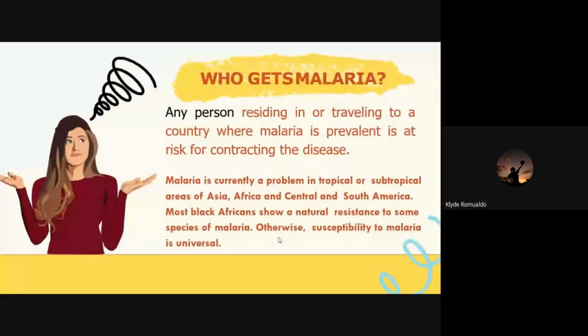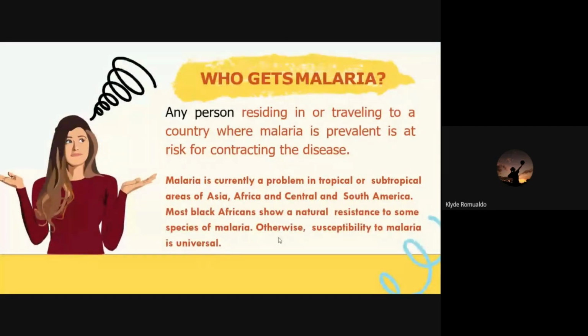So, sino nga ba yung mga nagkakaroon ng malaria? Any person residing in or traveling to a country where malaria is prevalent is at risk for contracting the disease. Malaria is currently a problem in tropical or subtropical areas of Asia, Africa, and Central and South America. Most Black Africans show a natural resistance to some species of malaria. Otherwise, susceptibility to malaria is universal.